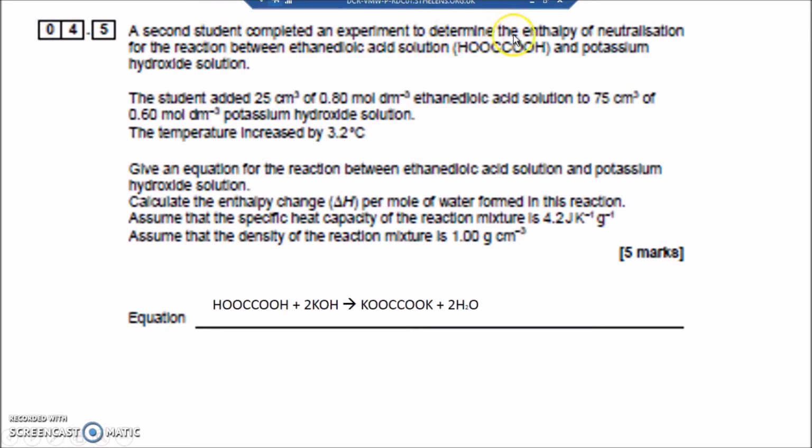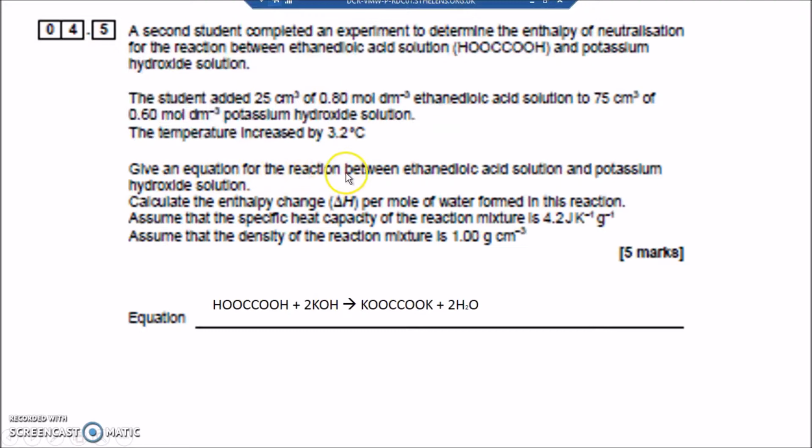A second student completed an experiment to determine the enthalpy of neutralization. So you've got an acid and a base, or an acid and an alkali, reacting together: the reaction between ethane dioic acid, where it's got 2 carboxylic acid groups, and potassium hydroxide. The student added 25 centimetres cubed of 0.8 mole decimetre cubed ethane dioic acid. So we've got a volume and a concentration; we can work out number of moles. To 75 centimetres cubed of 0.6 mole decimetre cubed of potassium hydroxide. Again, we've got a volume and a concentration, so we can work out number of moles. We've been given a temperature increase, so maybe we're using Q equals minus mc delta T.